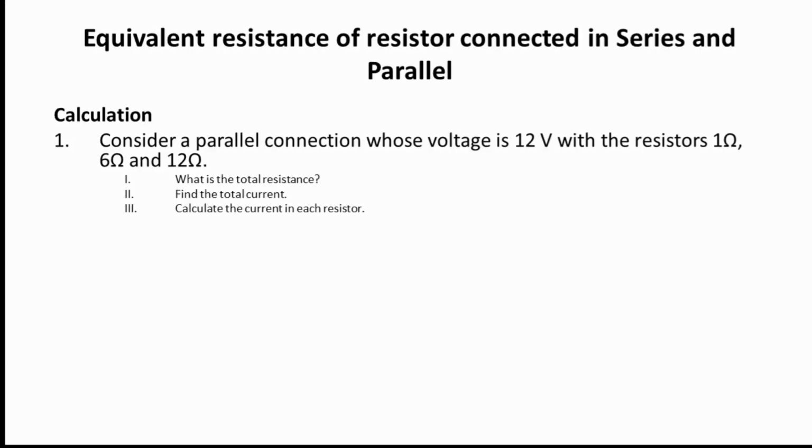Equivalent resistance of resistors connected in series and parallel. Now we are going to look at a question and then the solution to it. Consider a parallel connection whose voltage is 12. Resistor 1, 1 ohm, resistor 2, 6 ohms, and resistor 3, 12 ohms.